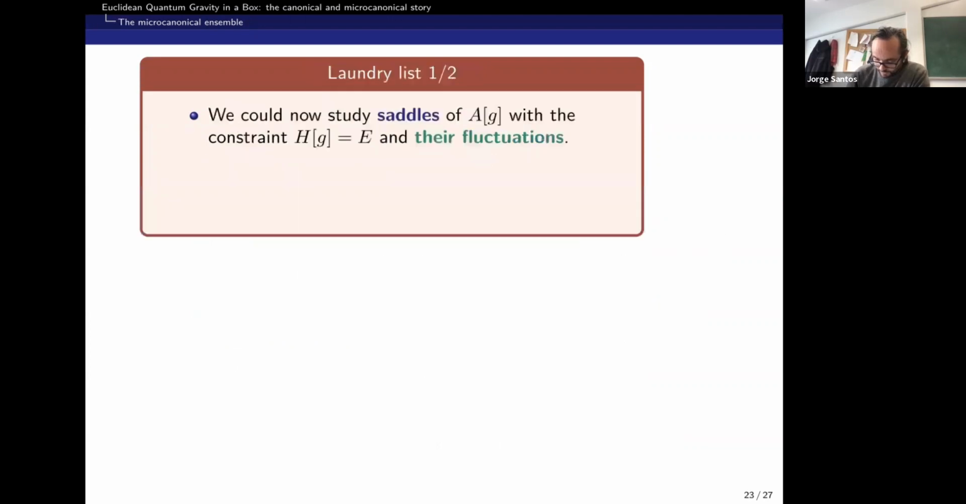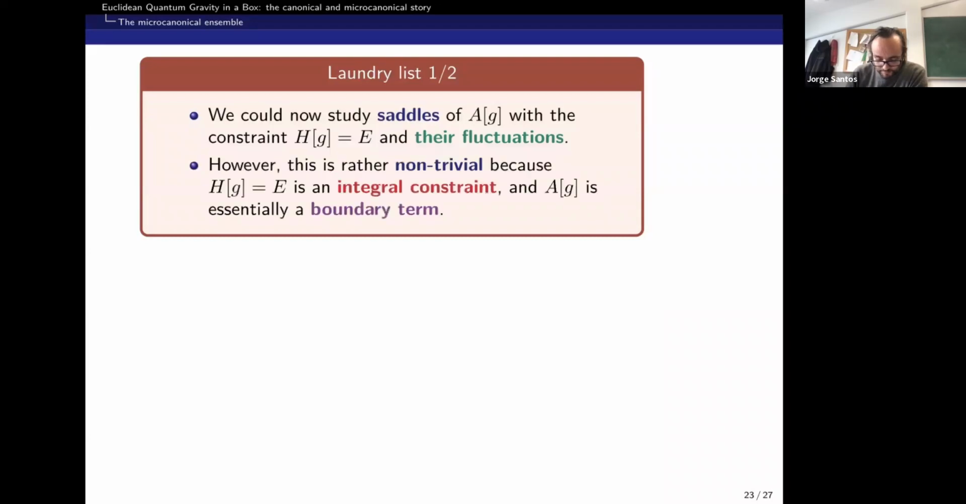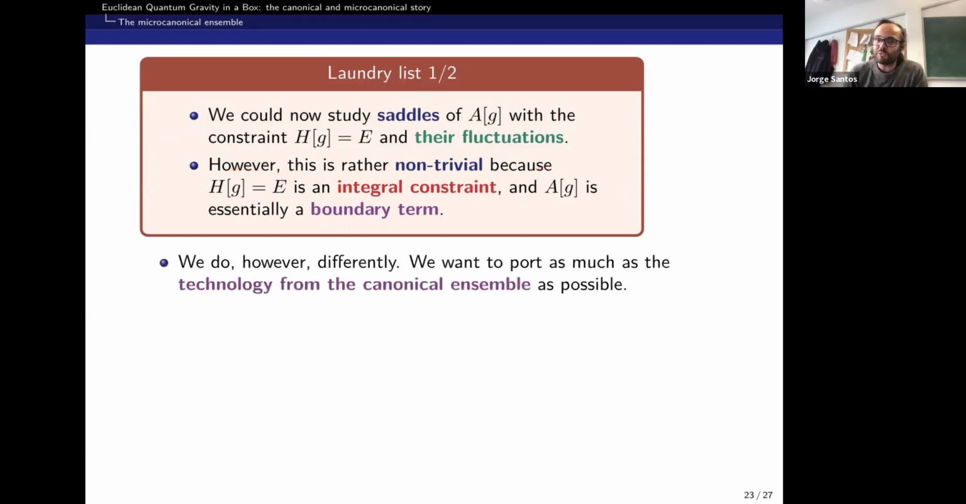Okay. All right. What is the laundry list? Well, study the saddles of this thing at fixed energy. You find the Schwarzschild black hole. But here is a problem. This energy is a bulk thing. It's not a boundary condition. And the thing that you're supposed to study perturbations of looks like a boundary term. It seems that it's upside down. Usually we think of boundary conditions as preserving something, but here it seems that it's upside down. And it's hard to work with this.